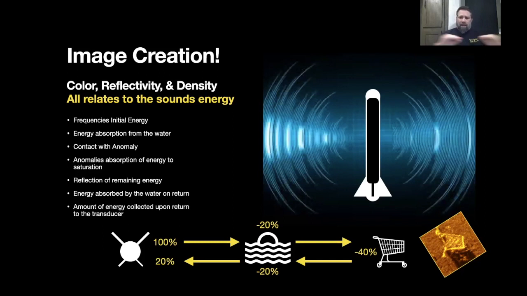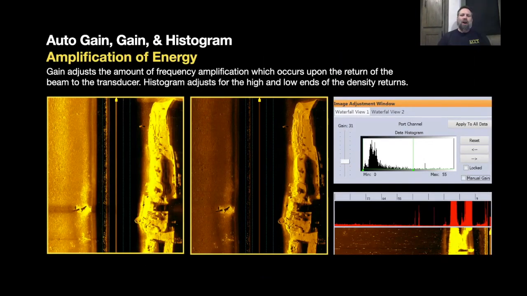Usually that's a set number all the way across your entire survey, and we call that gain. How much amplification are we going to add to the signal once it returns? Now you can increase and decrease gain. Usually there's some tool in your system that will allow you to adjust for gain. Auto gain, gain, and histogram. What's the difference, right? Auto gain is your system trying to create a decent gain for you so you don't have to mess with it, okay?